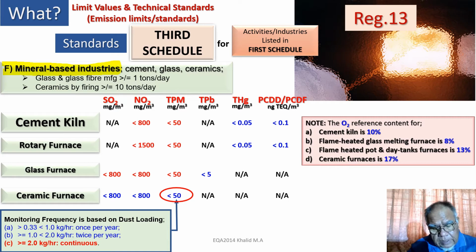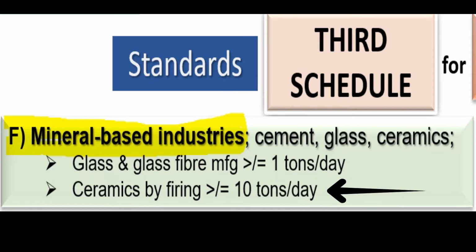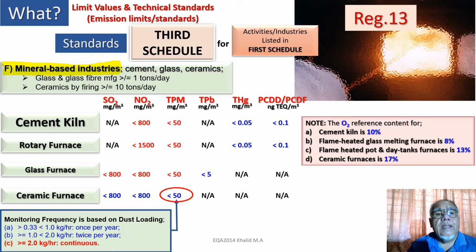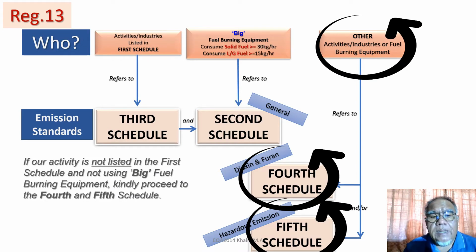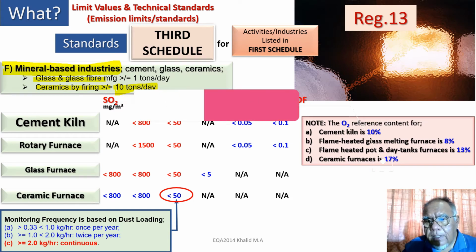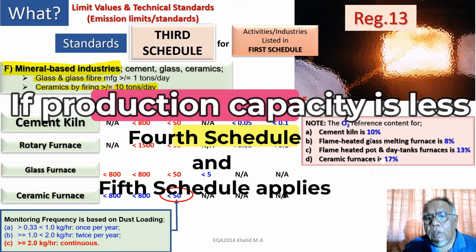Manufacture of ceramic products by firing roofing tiles, bricks, refractory bricks, tiles, ceramic glass, stoneware or porcelain with a production capacity of equivalent to or more than 10 tons of product per day. Ceramic uses clay, porcelain, even bricks, roofing tiles. What if we produce 9 tons per day? We are then subscribing to other industry for the environmental quality clean air regulations, whereby the emission standard is stipulated under 4th schedule and 5th schedule.